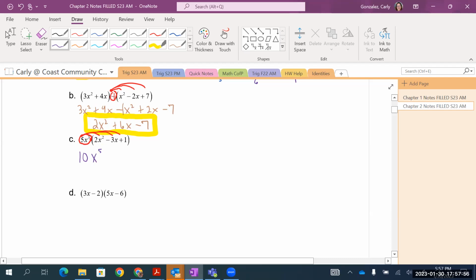Now we'll multiply 5x cubed times -3x. So 5 times a -3 is -15. And the exponents will add. We have x cubed, and we could put a little 1 there if that helps us. So 3 plus 1 is 4. We get x to the 4th power. And last but not least, when we multiply the 5x cubed times 1, we get plus 5x cubed. And that is it.